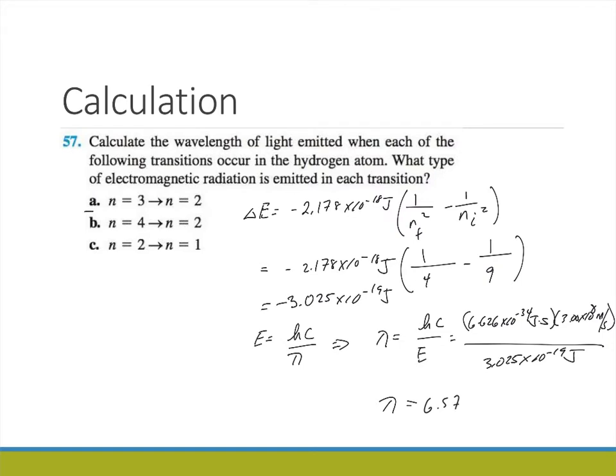6.57 times 10 to the minus 7th meters, or 657 nanometers. Now, 657 nanometers, this corresponds to red visible light.